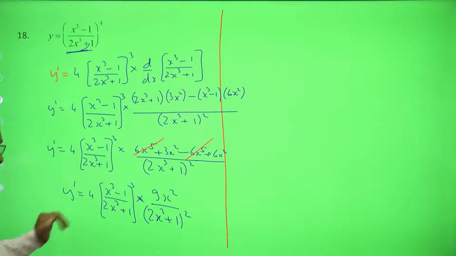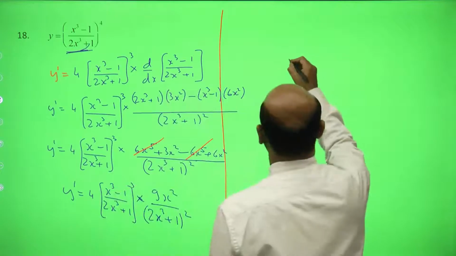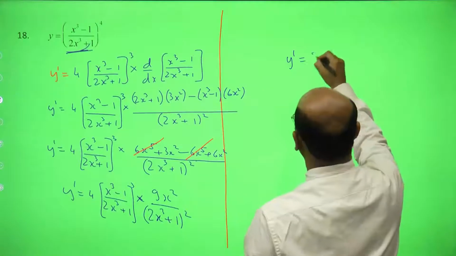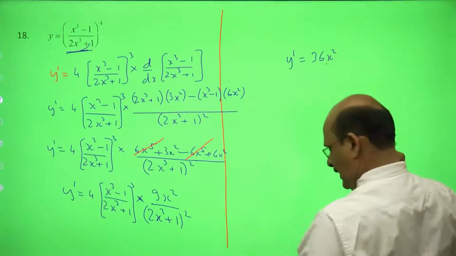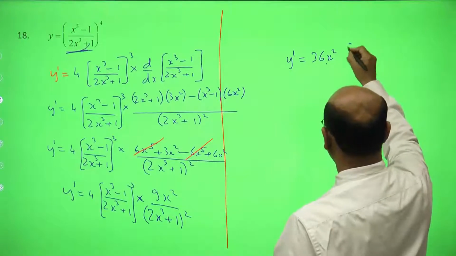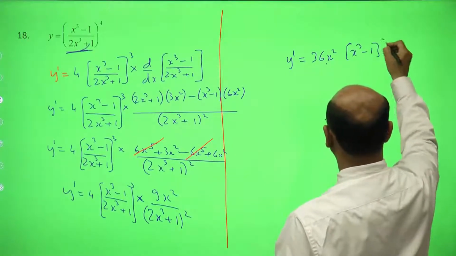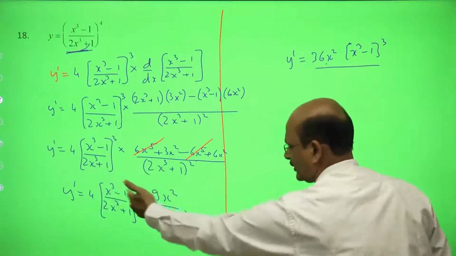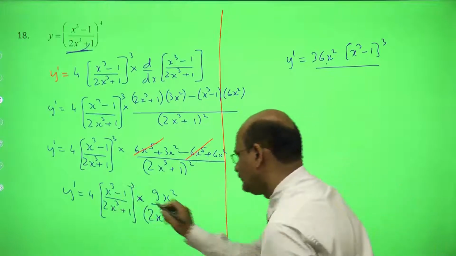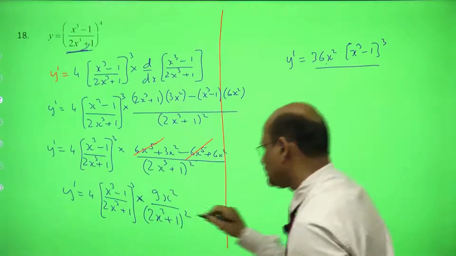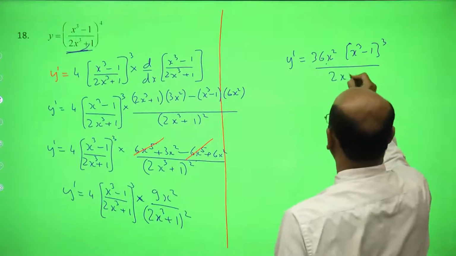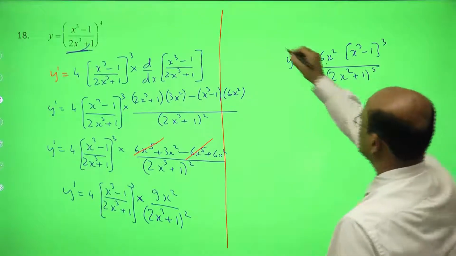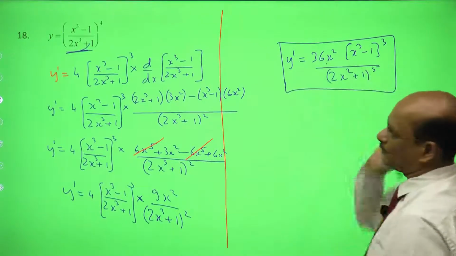I don't think anything cancels here, so I'll just mention this. Now y dash will be equal to numerator 4 into 9, 36 x square. And what happens here? This will become x cube minus 1 whole cube upon, I repeat, please pay attention, 9 into 4, 36 x square, x cube minus 1 cube. Now remember this cube applies to both, cube and square. So that is nothing but 2x cube plus 1 raised to 5, same base. This is my final solution for this particular question.